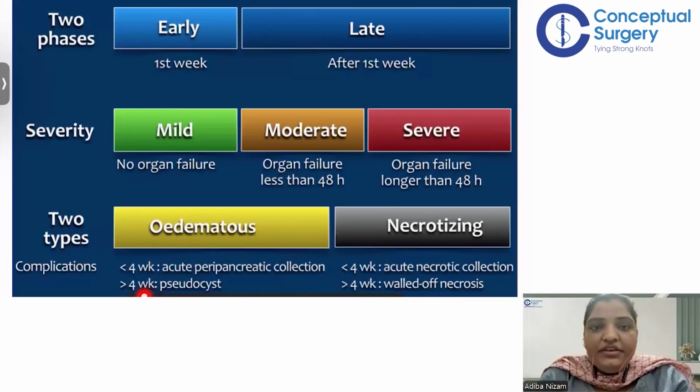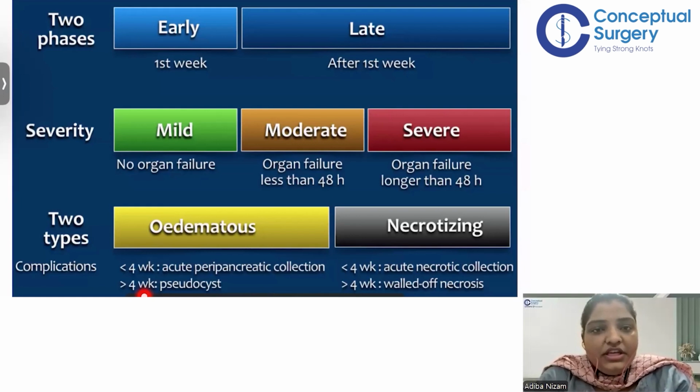Here we have divided acute pancreatitis into two phases, an early phase and a late phase. In the early phase, which is usually the first week, the mortality is because of the systemic inflammatory response and the multiple organ dysfunction. Whereas in the late phase, which is after the first week, the mortality is usually because of septic complications, where the patient develops sepsis and further septic complications, which are responsible for mortality.